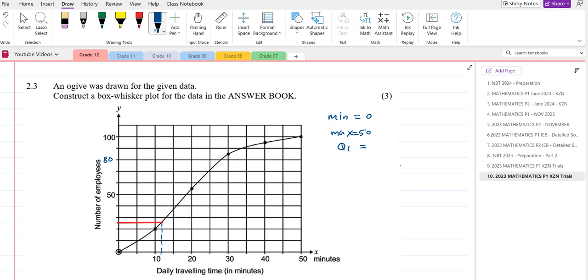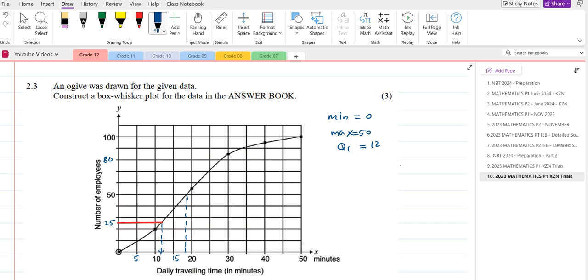Now you can see these values: 5, 10, 15. So 12, 13, 14, 15. I think this should be 12. You just read it off down. You know how we're getting this? Because we took 100, the total, and divided by 4. If you divide it by 4, you get 25. So this is 25, read off the value on the x-axis. So I'm getting 12 there.